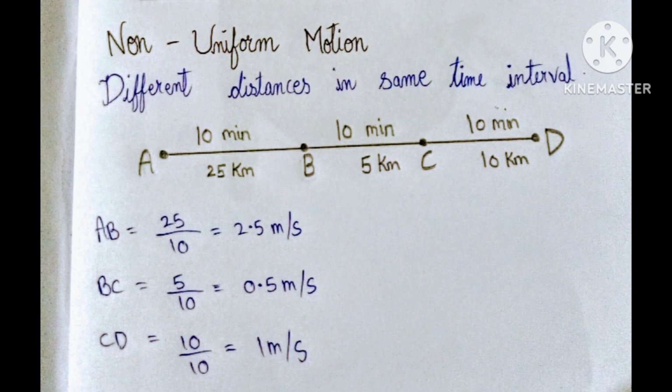Here we can see that speed is either decreasing or increasing, but not the same. Here the non-uniform motion is not constant, while uniform motion is constant.